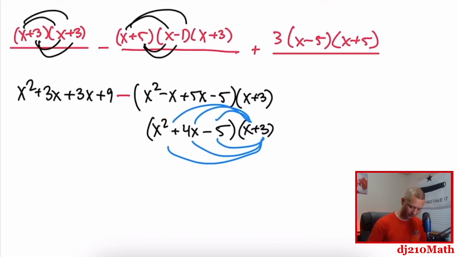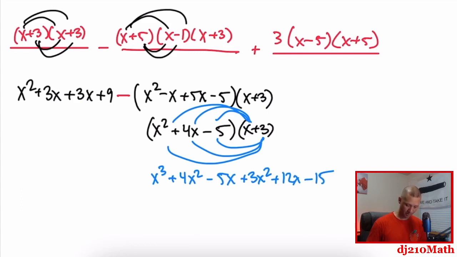So this is going to be x cubed plus 4x squared minus 5x plus 3x squared plus 12x minus 15. Combining the like terms, x cubed plus 7x squared plus 7x minus 15.